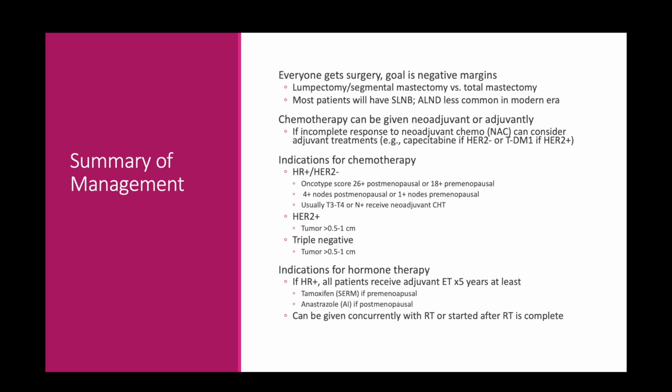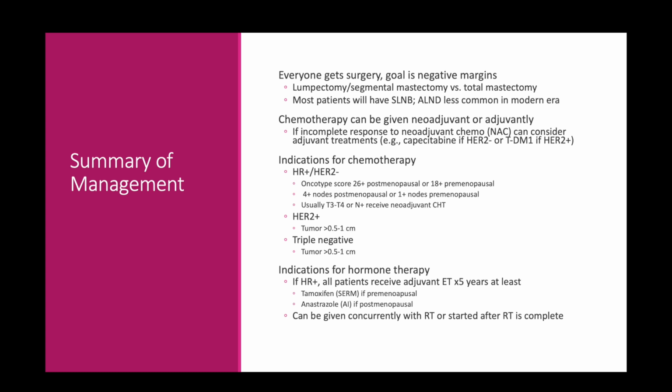So if they're HER2 negative, we usually do Xeloda. If they're HER2 positive, then we typically do TDM1. Indications for giving chemotherapy: for hormone positive HER2 negative patients, it's really dependent on that Oncotype score. So if it's 26 or higher for postmenopausal, or if it's 18 or higher for premenopausal patients.